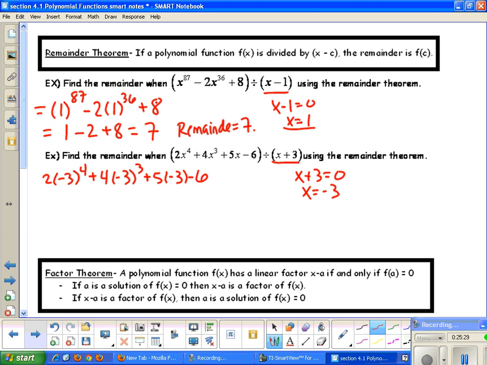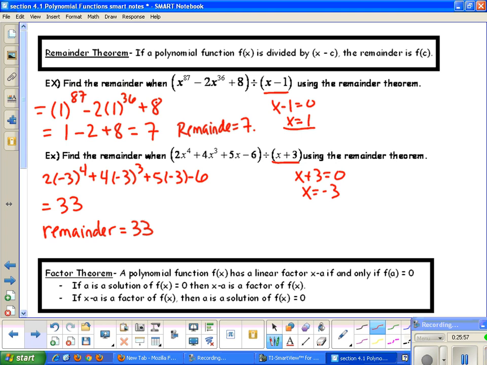all I need to do is plug this into my calculator and see what it's equal to. So when you do all these calculations, you would get the remainder is 33. Because of that, I know that x plus 3 is not a factor of this polynomial equation because I didn't get a remainder of 0. Next is the factor theorem.